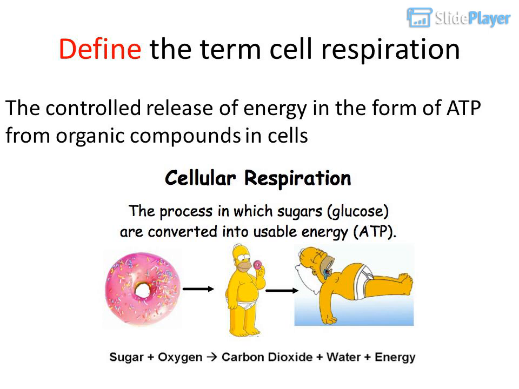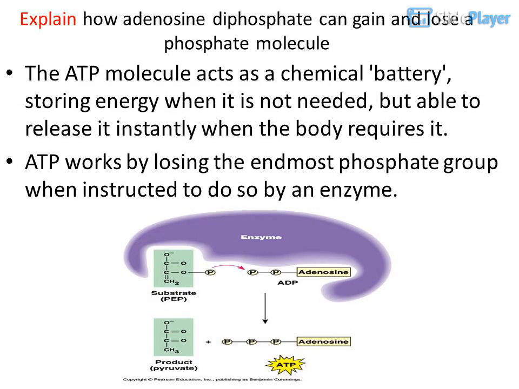Define the term cell respiration. The controlled release of energy in the form of ATP from organic compounds in cells. Explain how adenosine diphosphate can gain and lose a phosphate molecule.